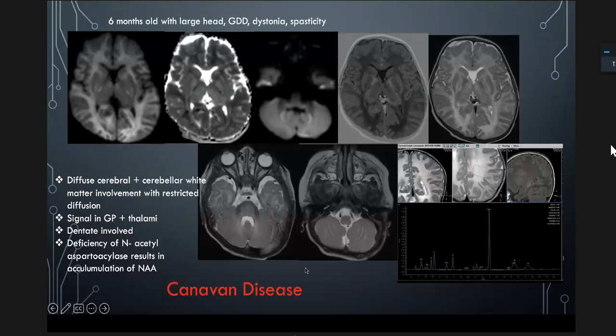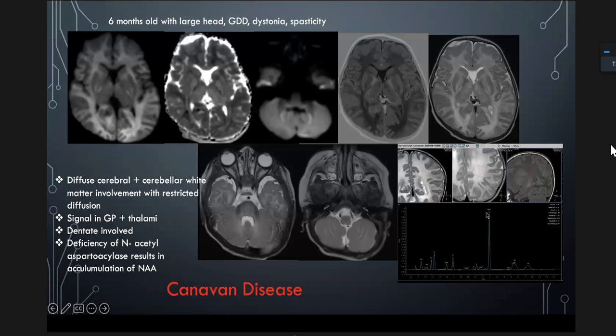Canavan's disease. In Canavan's disease, there is diffuse cerebral and cerebellar white matter involvement, but remember, initially it will always start with the subcortical white matter. There can be patchy areas of restricted diffusion. Remember, globus pallidus, thalami, brainstem, everything is involved, and MRS is diagnostic.